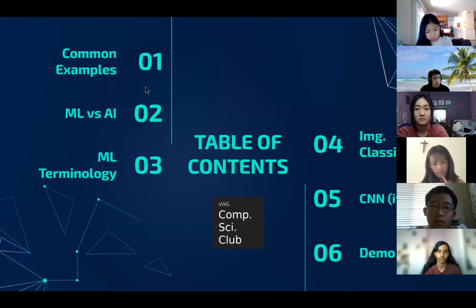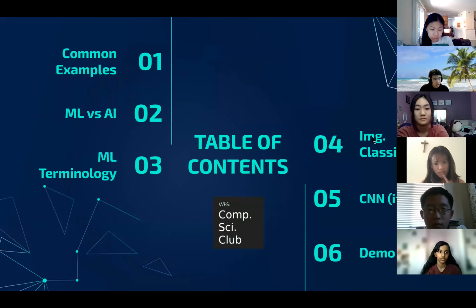But this is a quick table of contents. Essentially, first we want to start with some common examples, and then what are the differences between these two terms, and then some of the definitions that are widely used. Then we'll start going into image classification, and we'll see if we can do the demonstration today, but it's probably unlikely. So we'll probably save the demonstration and the CNN portion for next time, and we'll try to do it together, or have everyone follow along.